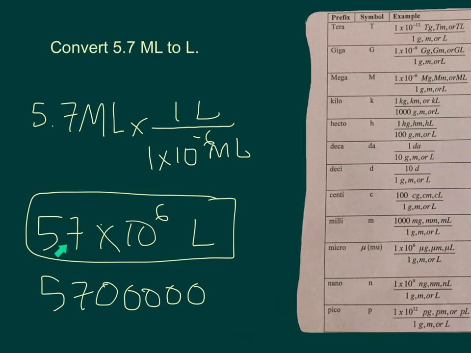In WebAssign, you do 5.7e+6, and it's liters. And so that really is 5.7 million. That's a lot of liters. It's probably like how much water's in a lake or something.